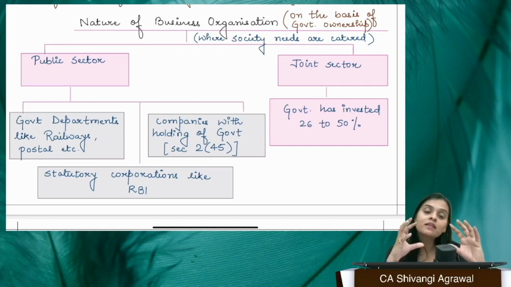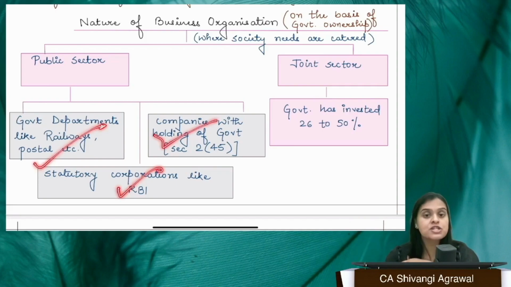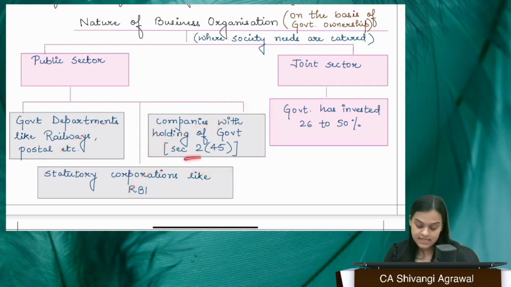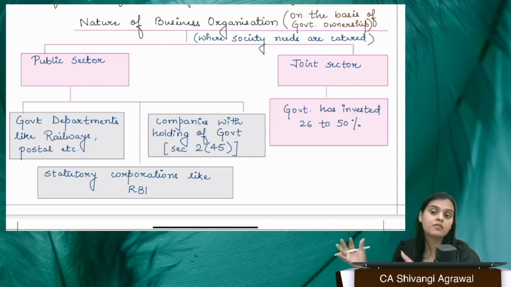So public sector, where mostly the holding is with government only, right? So it's a public sector. Joint sector, where private sector and government come together and they work. So here we have government departments, we have statutory corporations, we also have government companies. This comes under Companies Act 2013. Fine. So under section 2 clause 45, we have a concept called government company, which we'll be reading later, where government has 51% or more shareholding in a particular company, whether central government or state government, or a combination of both. So that is called a government company.